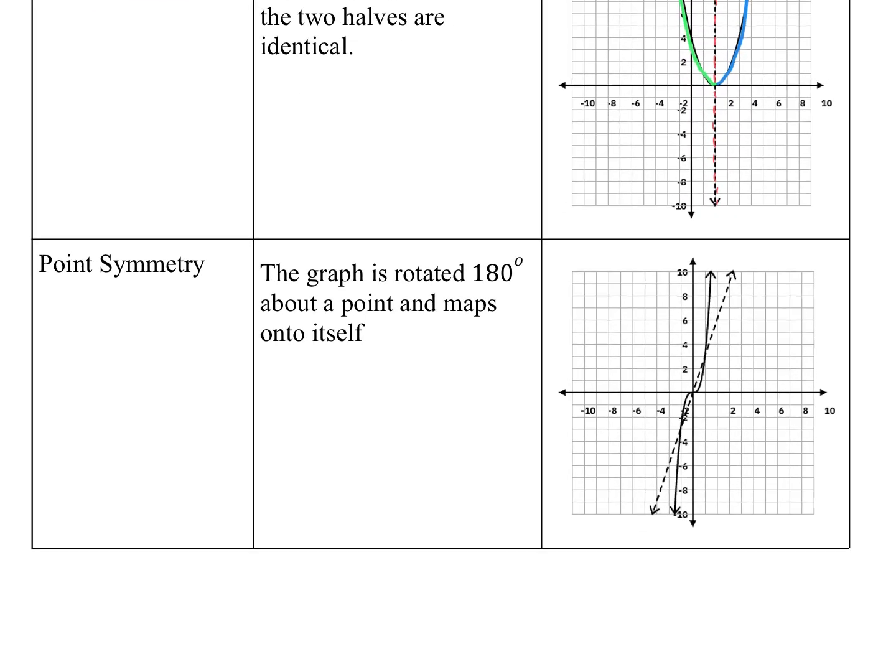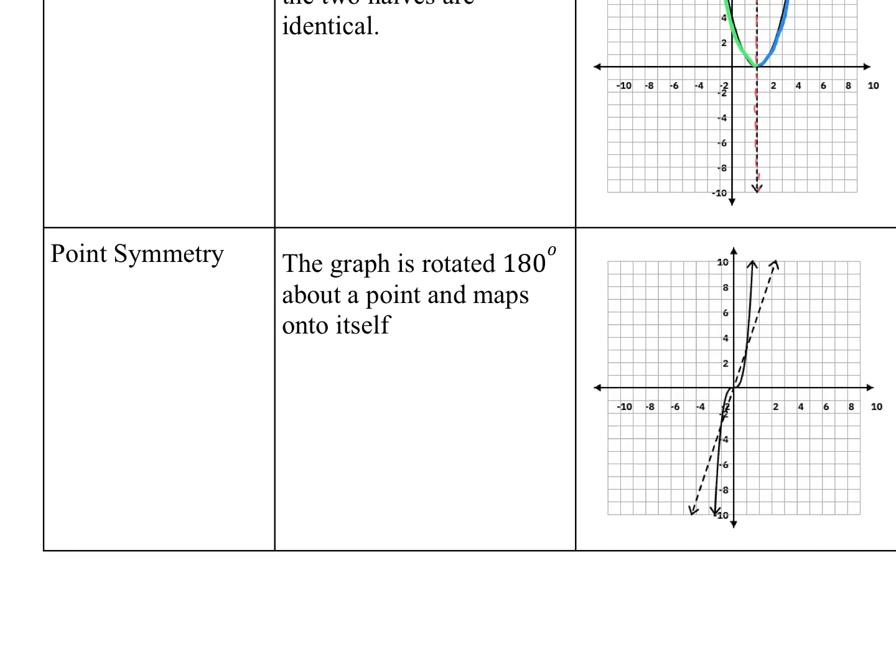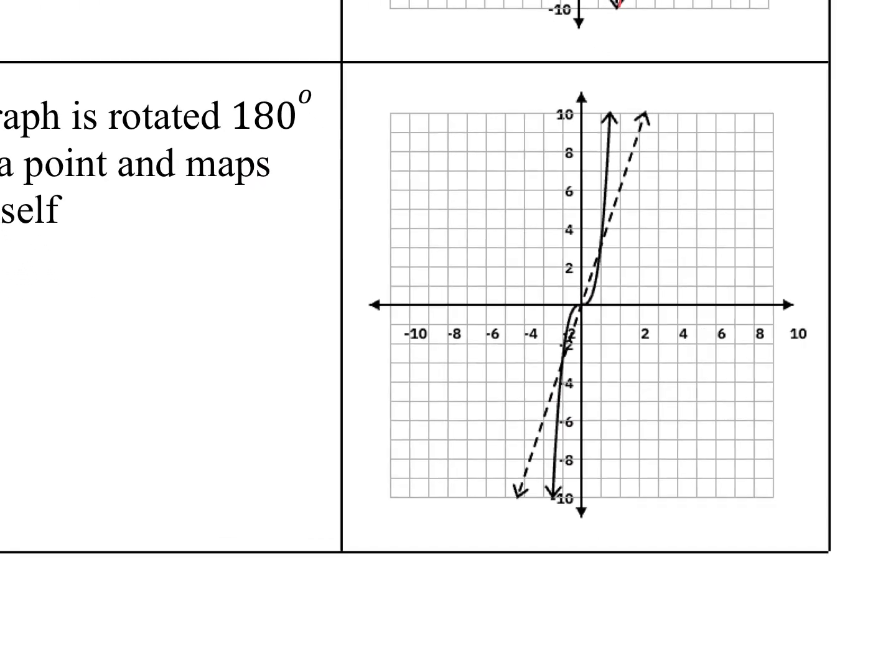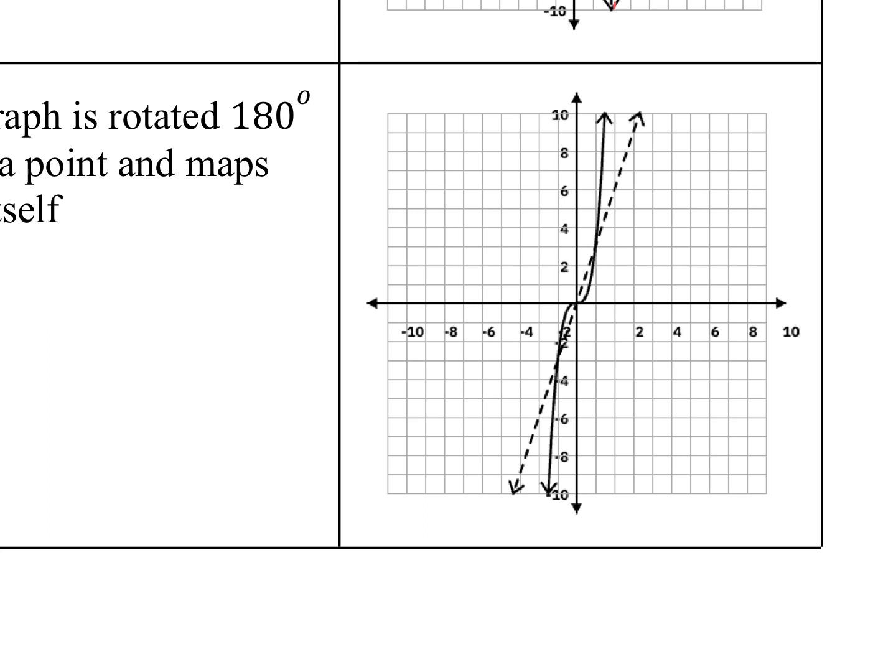And then if you look at this next graph, this graph displays what's called point symmetry. So that's when a graph is rotated 180 degrees, which is half of a circle, about a point and maps onto itself. So you can see here that if you took this half of our graph and we rotated it about, in this case, our point is the origin. If we rotated about the origin, it would map perfectly onto this half of the graph.